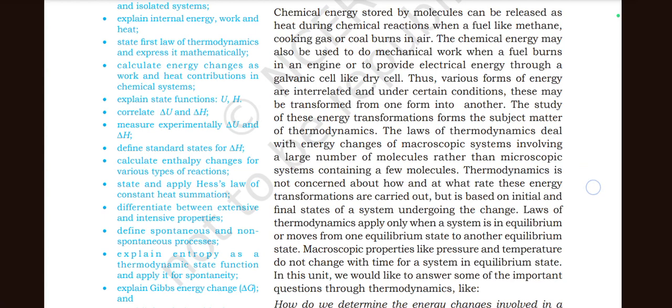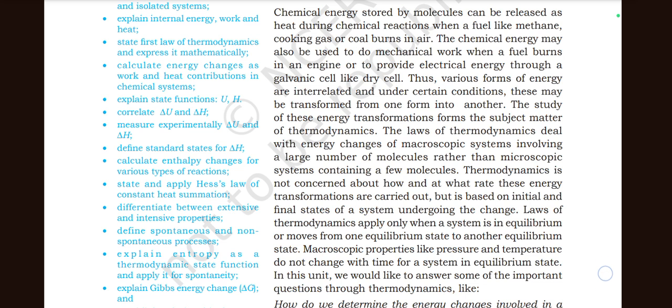The laws of thermodynamics deal with the energy changes of macroscopic systems involving a large number of molecules, rather than microscopic systems containing a few molecules. Thermodynamics is not concerned with how and at what rate these energy transformations are carried out, but is based on the initial and final states of a system undergoing the change. The laws of thermodynamics apply when a system is in equilibrium or moves from one equilibrium state to another equilibrium state. Macroscopic properties like pressure and temperature do not change with time for a system in an equilibrium state.